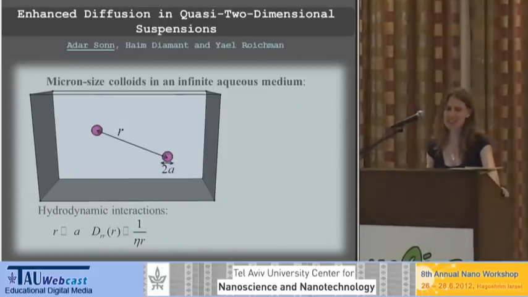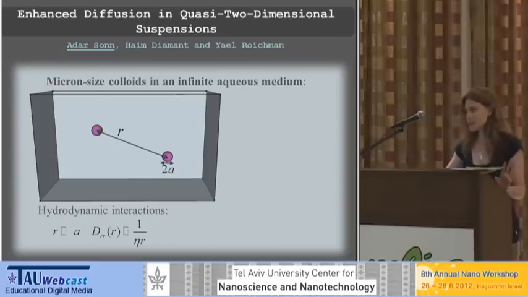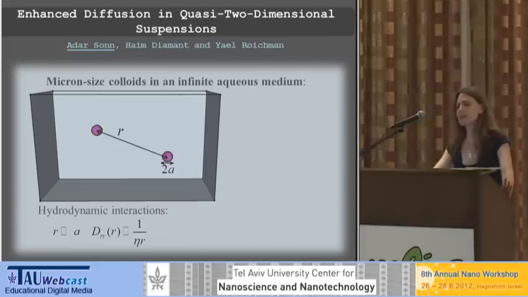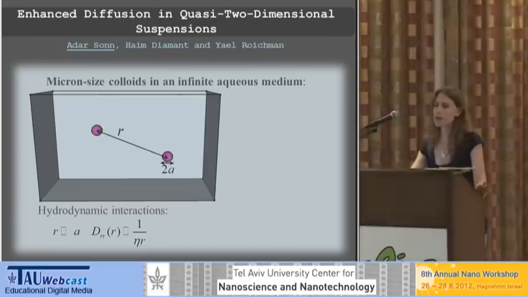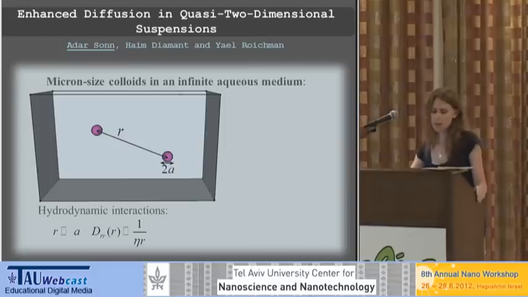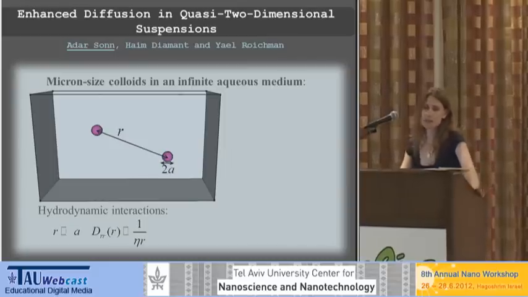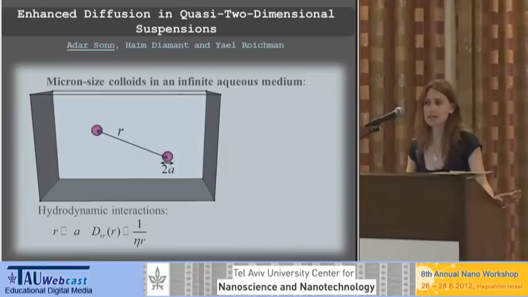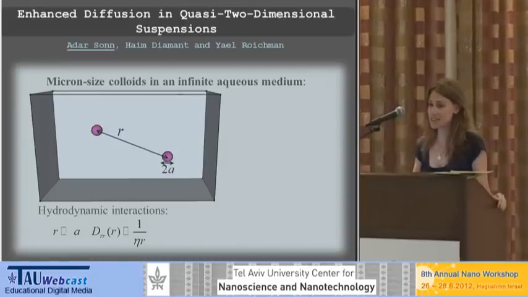I'm a PhD student working with Yael Roichman and Haim Diamant, and we are interested in the dynamics of colloids near a single wall. Today I'm going to tell you about a surprising effect we found in our lab. If we take the simplest case of two micron-sized colloids suspended in an infinite aqueous medium, we know that the long-range hydrodynamic interactions decay like 1 over R, R being the interparticle distance.